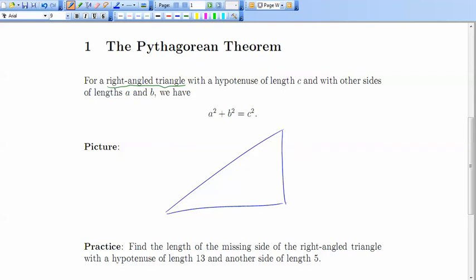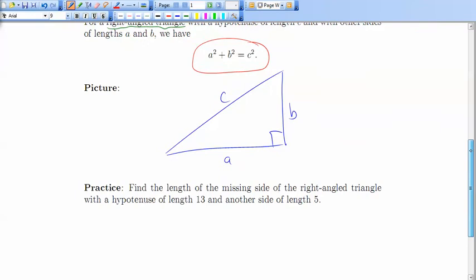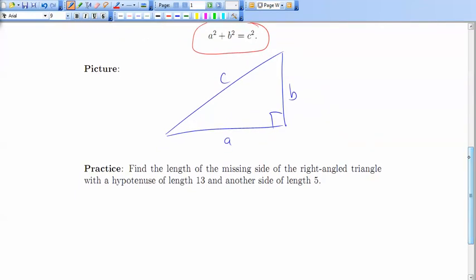So if we have a right-angled triangle, and it has side lengths A, B, and C, then we have this wonderful formula here. The sum of the squares of the two sides A and B gives us the square of the length of the hypotenuse. So we can use this to solve fairly straightforward problems.